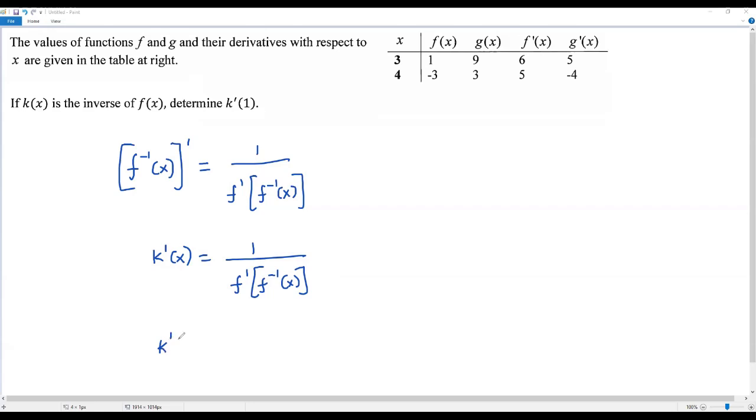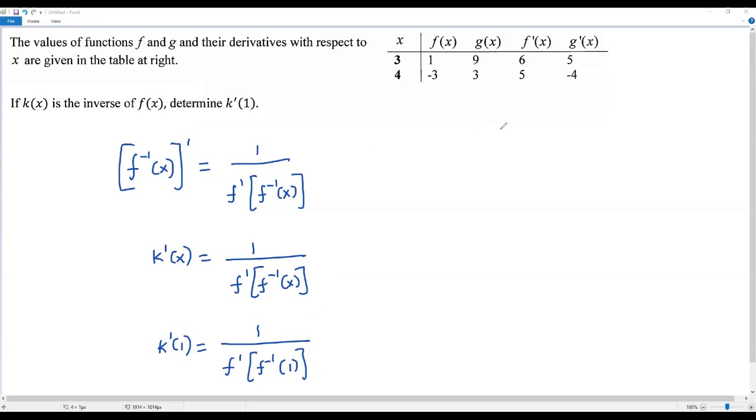Then I'm getting k prime of 1 equals, so on the right side also I have to plug in x equals 1. Then I'm getting f prime of f inverse of, for this x I have to plug in 1 over here. Okay, let me write 1. Now I need the value of f inverse of 1.